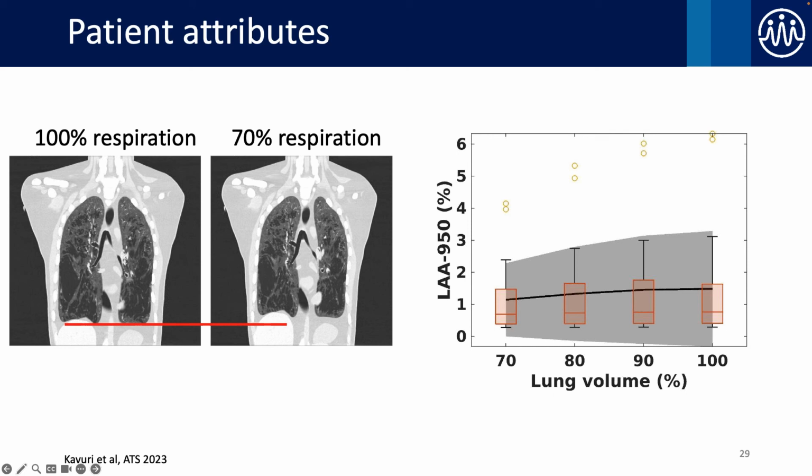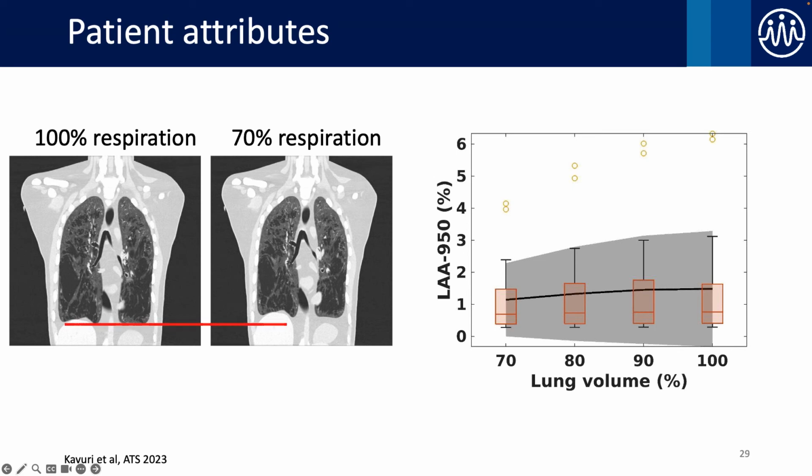So the amount of inspiration that the patient has would directly affect this. One thing that we need to understand is how much of that variability would affect the quantifications in the final result. So what we have done is that we have had these virtual patients. We have modeled them at different respiration levels. Here I'm showing you one example from 100% respiration to 70% respiration. And then we have done our quantifications.